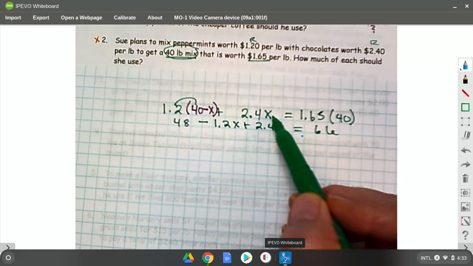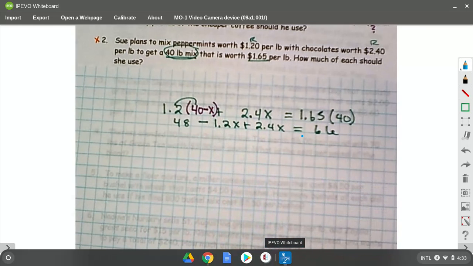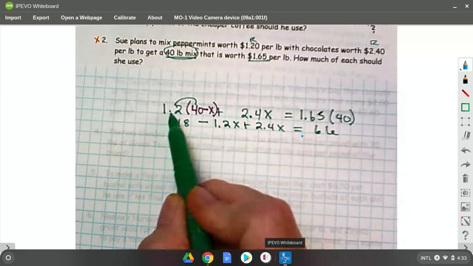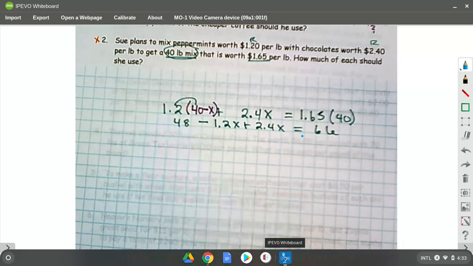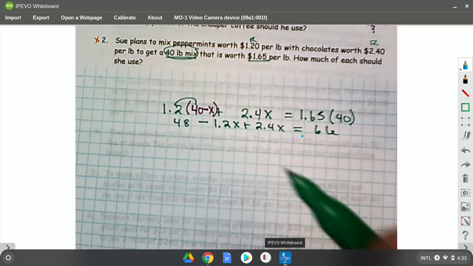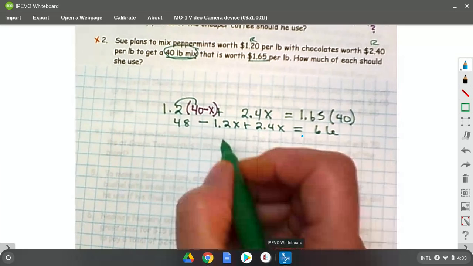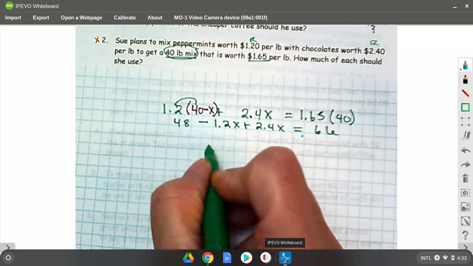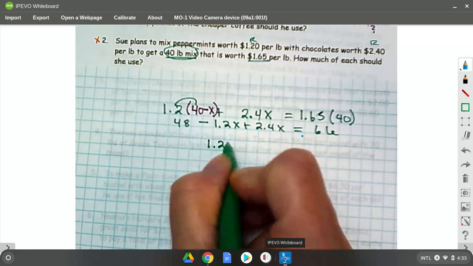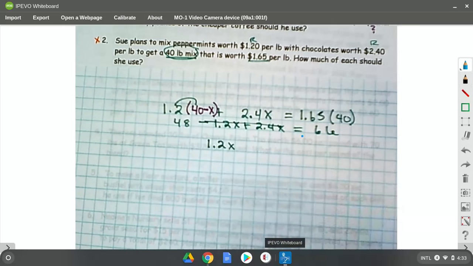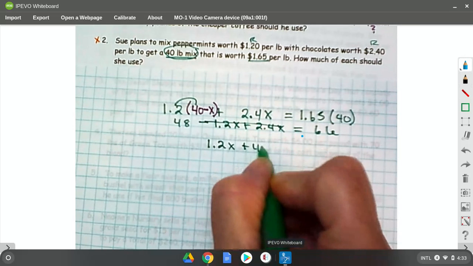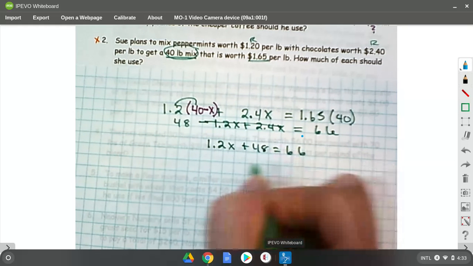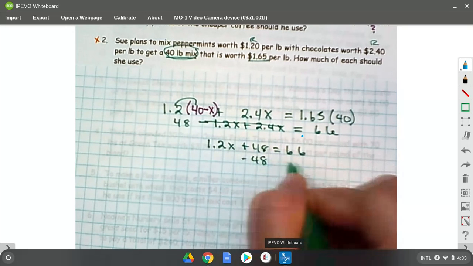And guys, if you wanted to put the 40 minus x on the 2.40, it don't matter. It does not matter which one you do. I tried to go with the cheaper one with the smaller rate so that my numbers stay positive, but it absolutely does not matter. All right. A negative 1.2 and a positive 2.4 gives me a positive 1.2x. There's my like terms. Plus 48 equals 66.